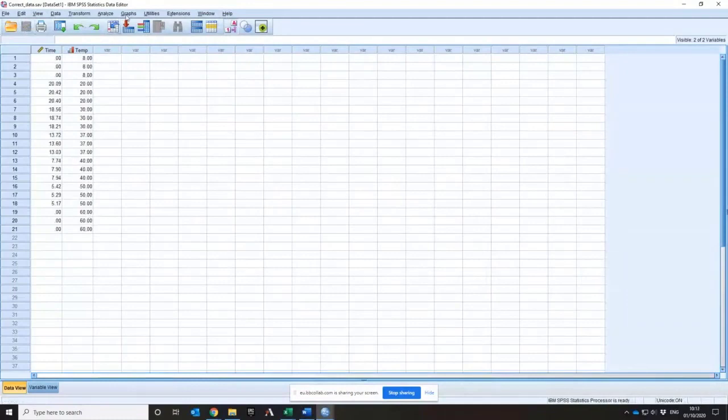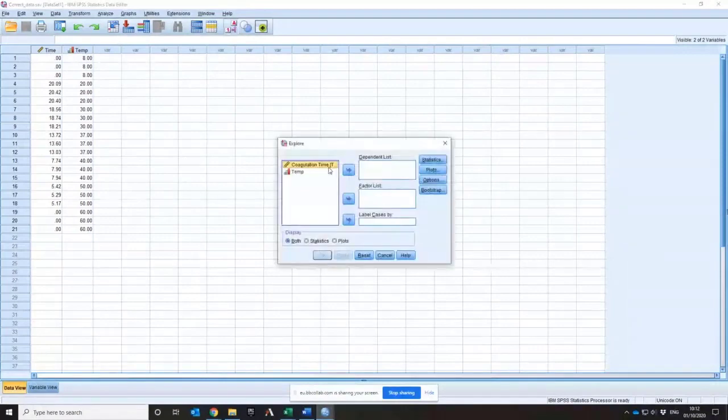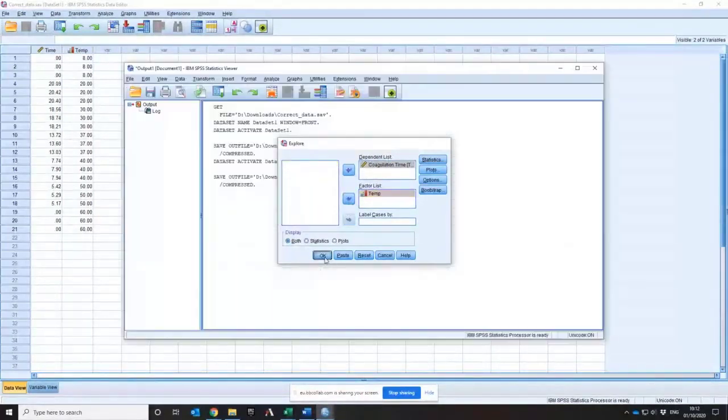I might save that file again. So in that previous case, I wanted to find out the mean and the standard deviation. Let's forget the coefficient of variation because I don't think it's that important. So how can I do it in SPSS? I go to Analyze. I go to Descriptive Statistics, because the mean and the standard deviation are examples of descriptive statistics. I go to Explore. I want to do coagulation time. That's the thing that I want to find the averages of. And I want to split it up by temperature. So I want to find an average of each of the different temperatures. So I put the temperature in and I press OK.